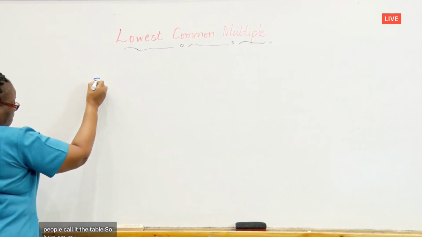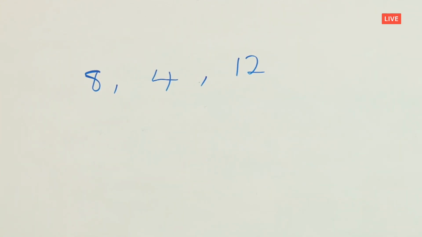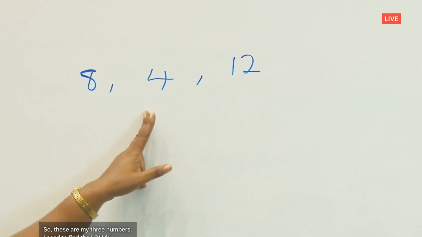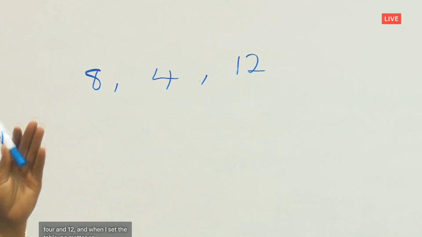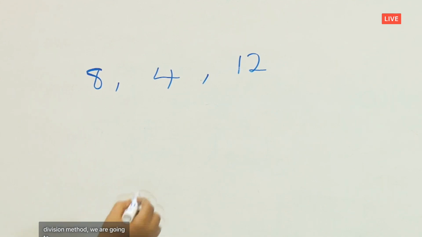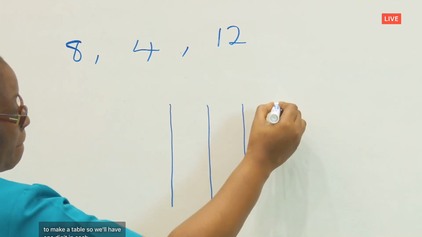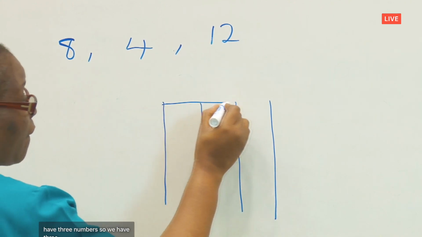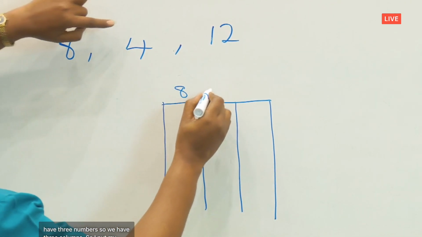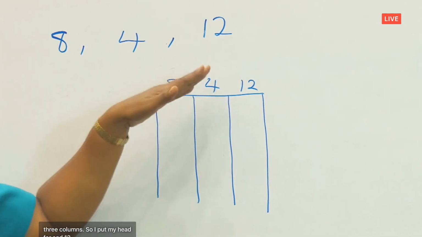So I am going to use LCM first using division. And some people call it the table method. So here are my numbers. So these are my three numbers I need to find the LCM for. 8, 4, and 12. And when I say the table method or the division method, we are going to make a table. So we'll have one digit in each column. So we have three numbers, so we have three columns. So I'll put my 8, 4, and 12.